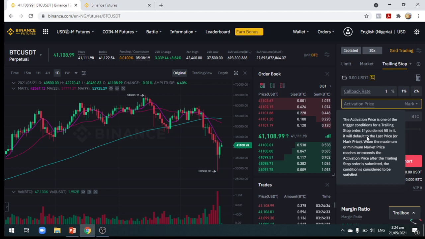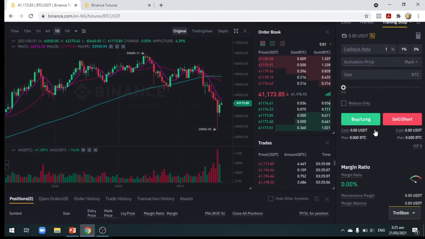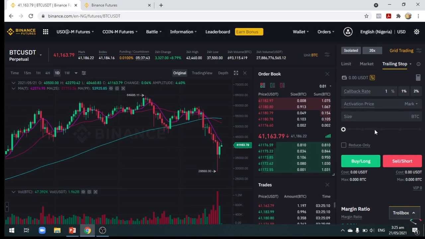a new trail will be set up, a new activation price will be set up, so that if the price goes against you, then you are able to sell off and take profit, so that you don't lose all that you have already made. So you just put in your callback rate here, and then the activation price, the size of the asset you want to buy or sell, and then you take your position. Okay, so basically that is how to trade on Binance Futures.